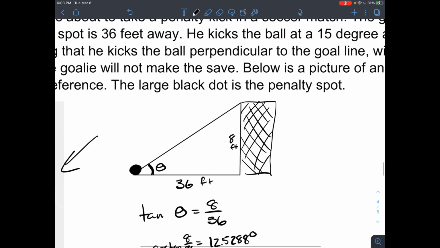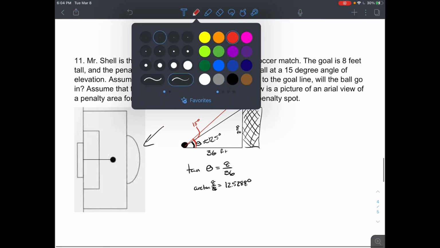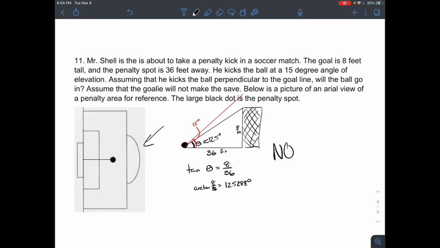So that means that the angle to the top is about 12.5. If I'm kicking it at 15, that means I'm somewhere up here. This is 15 degrees, and I'm skying this. So our answer is no.